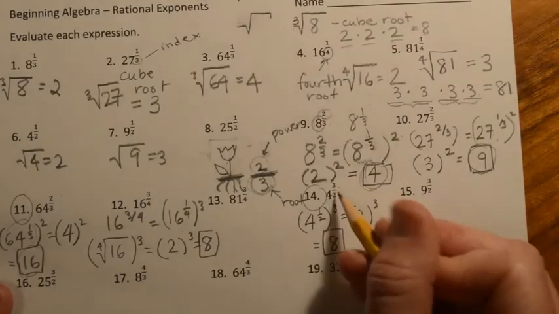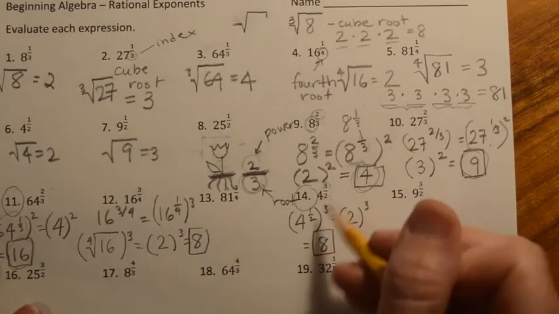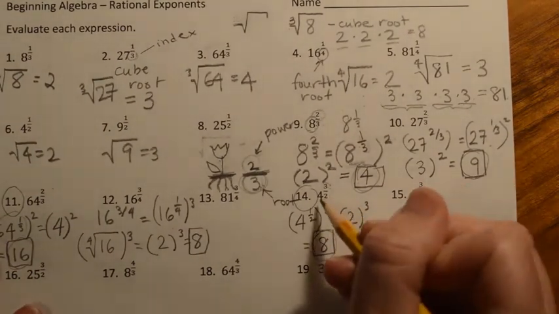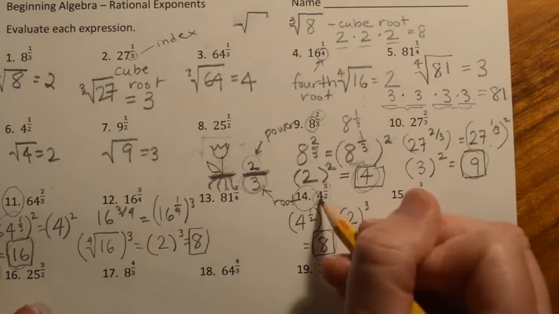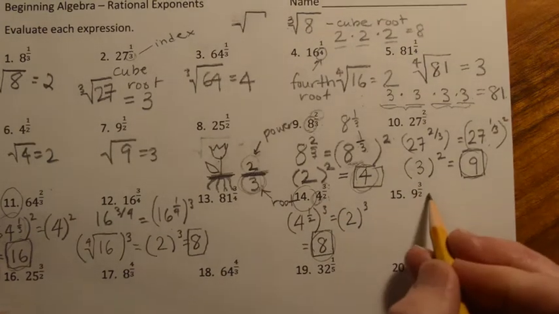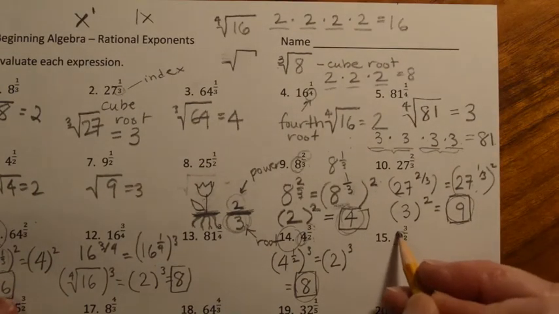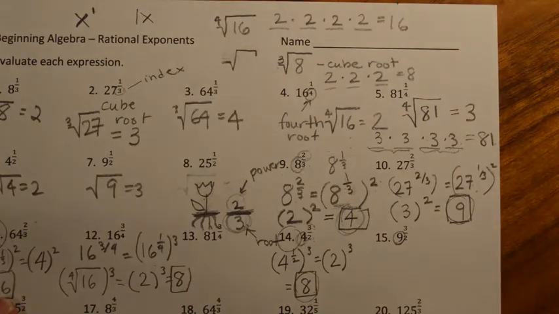But when I have something larger than 1, where the numerator is larger than the denominator, I get something that's bigger than that base right there, right? So I went from 4 up to an 8. So as that fractional exponent becomes an improper fraction, our answer should be bigger than our base.